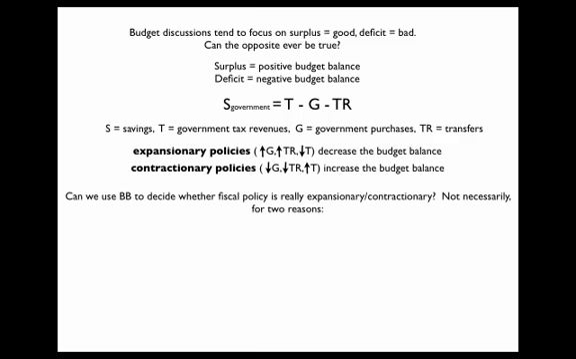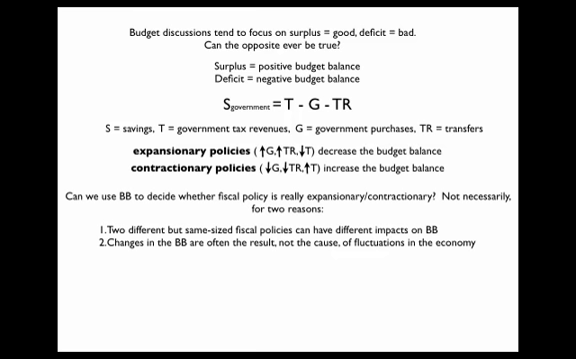So if the budget balance is measured this way, can we use that to decide whether fiscal policy is really expansionary or contractionary? Not necessarily, and we can't for 2 reasons. The first is that 2 different but similarly sized fiscal policies can have very different impacts on the budget balance, as we've learned in the past. So you could have the same level of taxation and the same level of government purchases. Government purchases would be magnified by the multiplier effect, for example. So you really can't look at those 2 numbers.